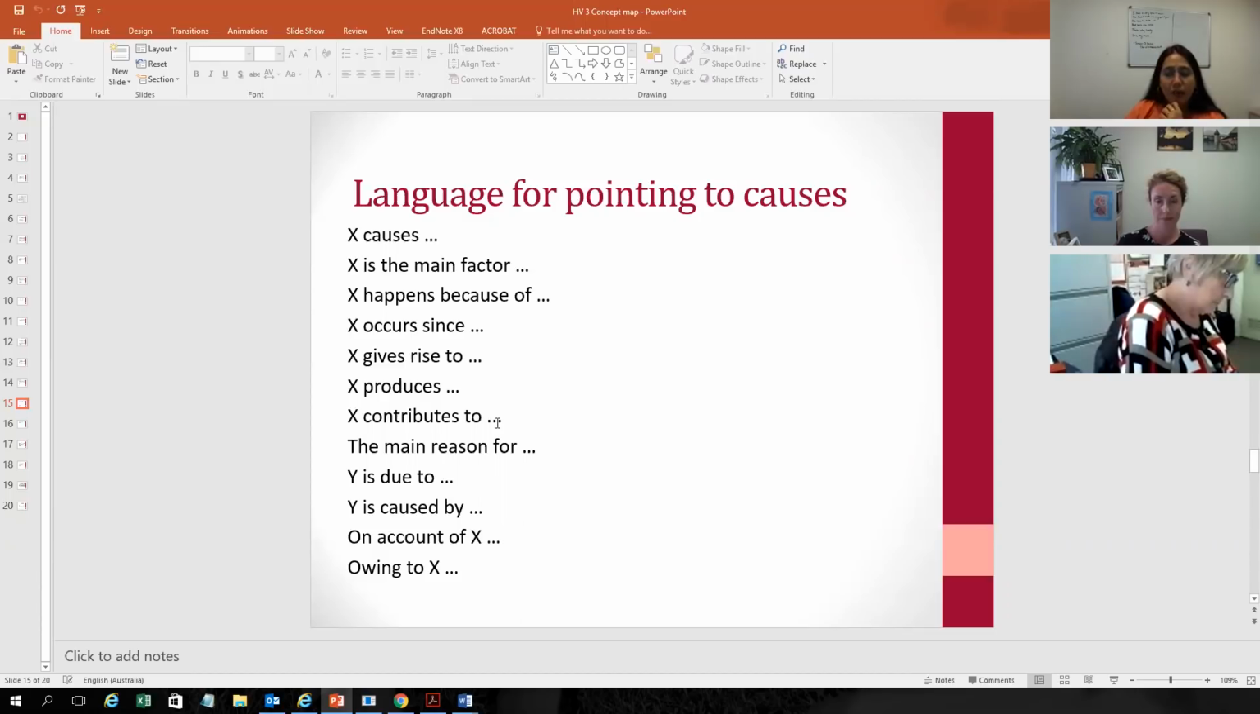Does anybody want to type in the chat box a sentence about pathogenesis? But I'd like you to use the language that's provided here. John, do you want to have a go?